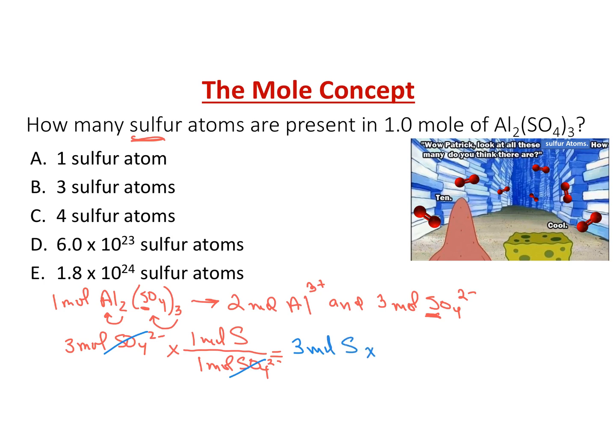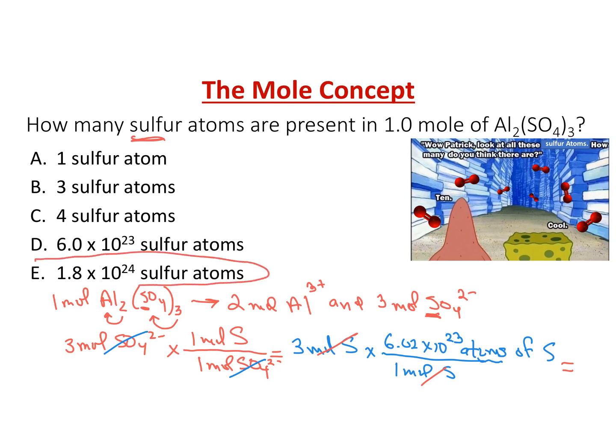And I know that in 1 mole of anything, right, whether it's sulfur or copper or carbon or aluminum, I would have 6.02 times 10 to the 23 atoms of sulfur. So again, moles of sulfur would cancel out. I'd multiply 3 by 6.02 times 10 to the 23 to come to a final answer of 1.8 times 10 to the 24 sulfur atoms.